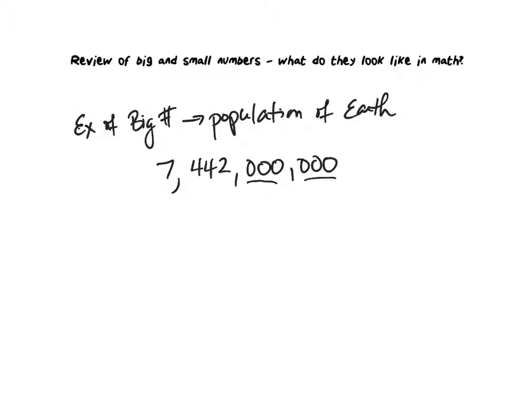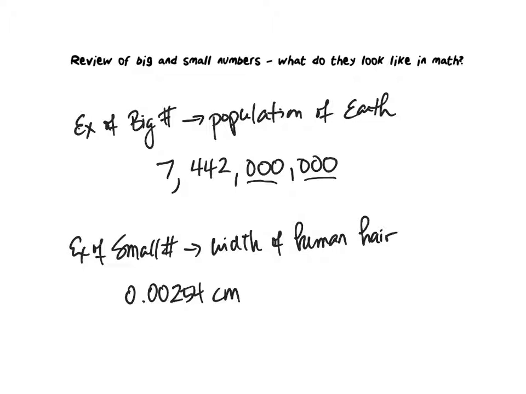Let's look at an example of a small number. An example of a small number is the width of a human hair, right? That is 0.00254 centimeters. Let's just do a quick review of the units here. This is tenths, this is hundredths, thousandths, 10,000ths, and 100,000ths. So if you were going to look at this number as a fraction, it would be 254 100,000ths. So again, annoying zeros everywhere, right? So this is what scientific notation is used for.